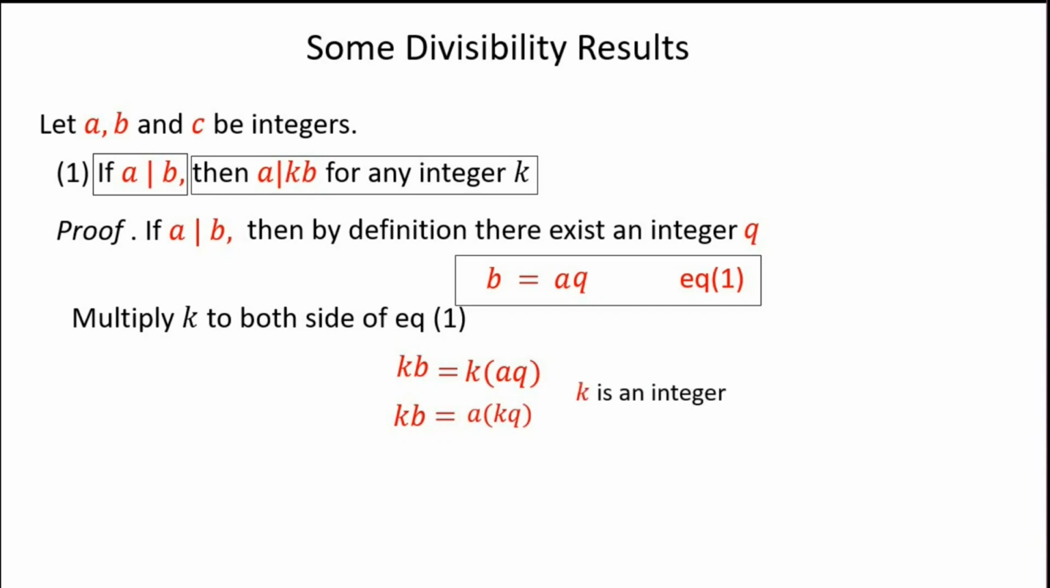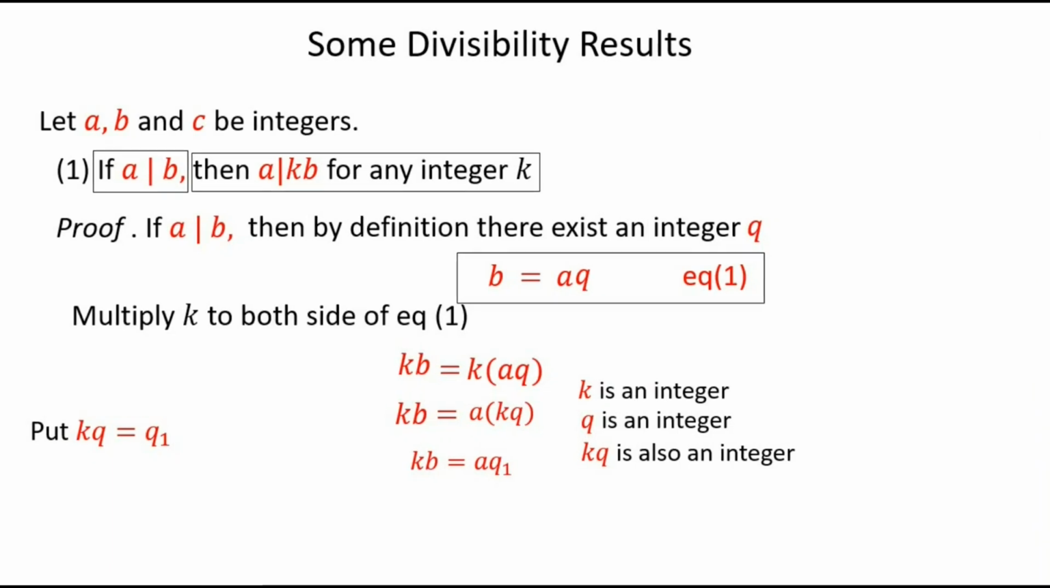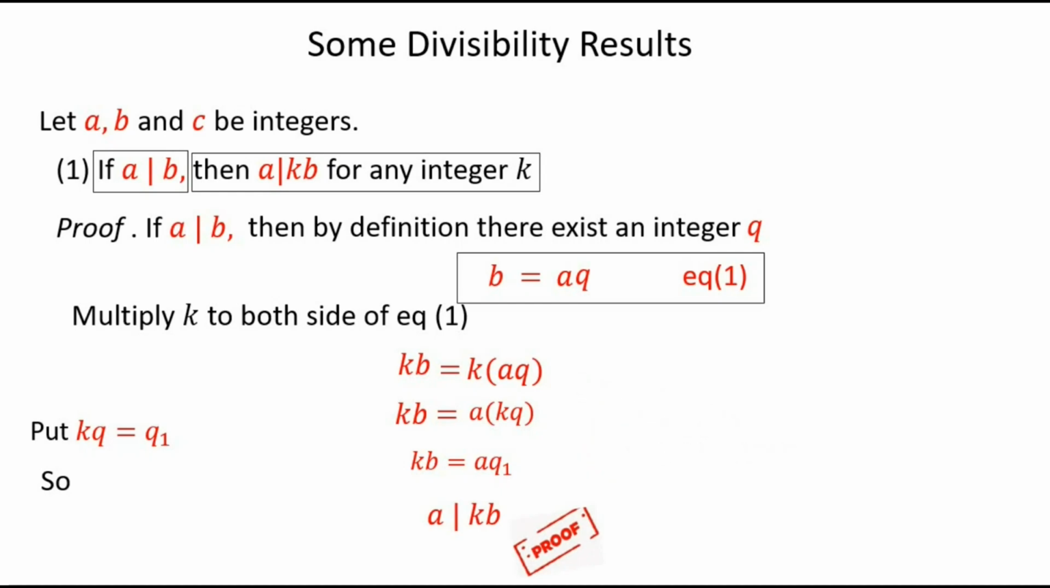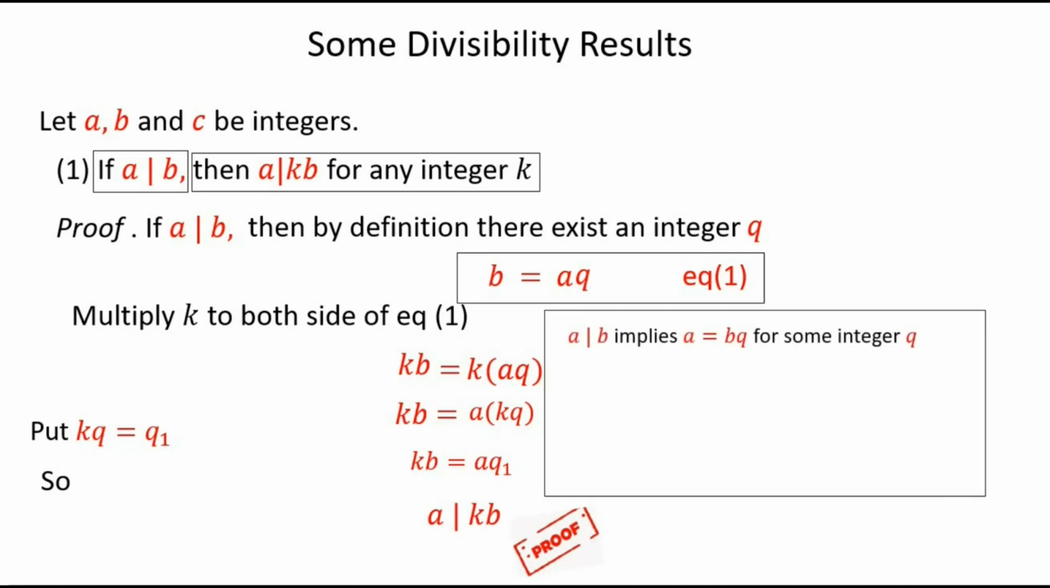Here k is an integer and q is an integer, so kq is also an integer because integers satisfy the closure property with respect to multiplication. Put kq equal to q1, so kb is equal to a times q1. Now there exists an integer q1 such that kb is equal to a times q1. Therefore a divides kb, which is the required proof. Here we use the definition that if a divides b, then b is equal to aq for some integer q, and if b is equal to aq for some integer q, then a divides b.